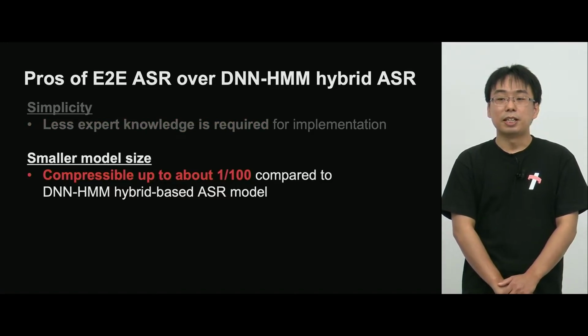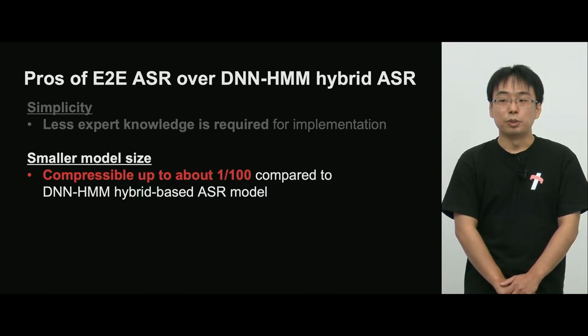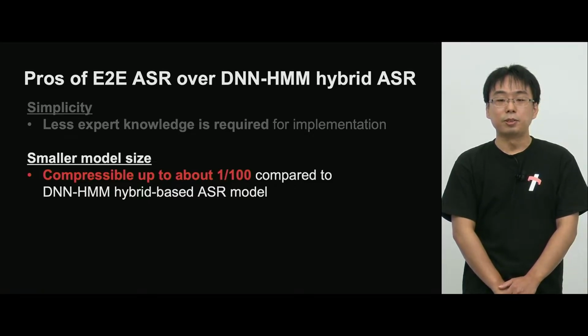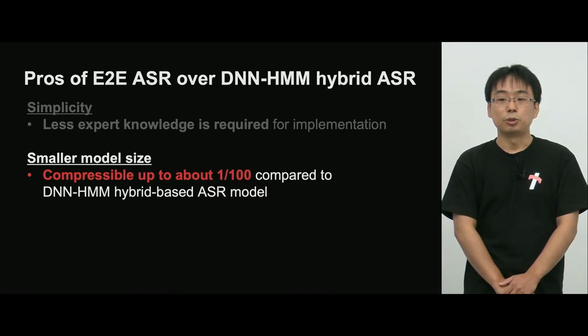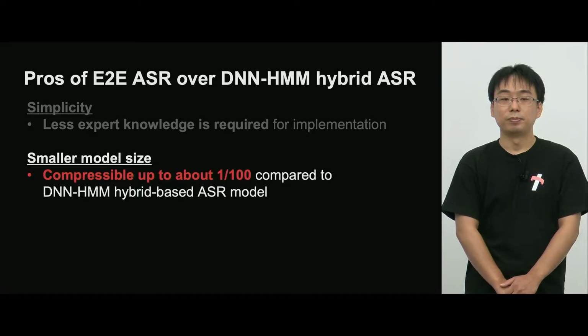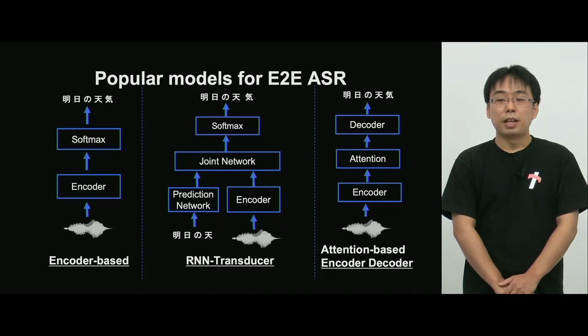The second benefit is the size of the model. If you replace the DNN-HMM hybrid ASR model with a neural network, model size can be greatly reduced. In the case of YJVOICE, as an example, the on-device speech recognition model will be reduced to 1/100 compared with the model using servers.